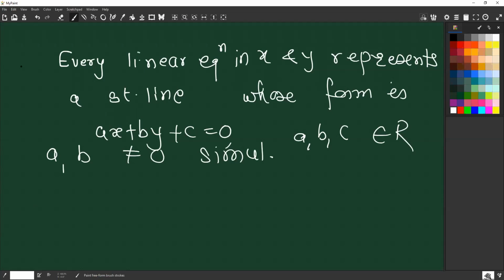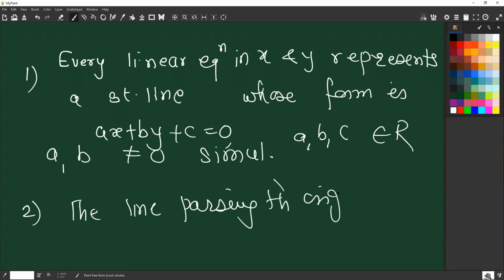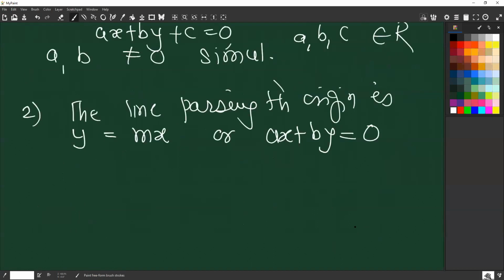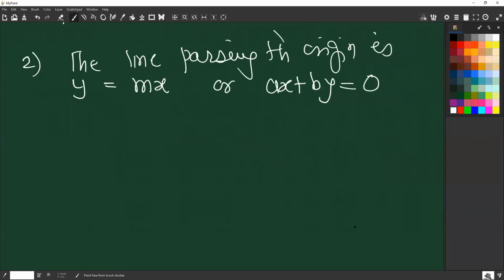Any equation of the line passing through the origin is of the form y is equal to mx or ax plus by is equal to 0. Correct? Ax plus by is equal to 0. Here the constant term is absent.